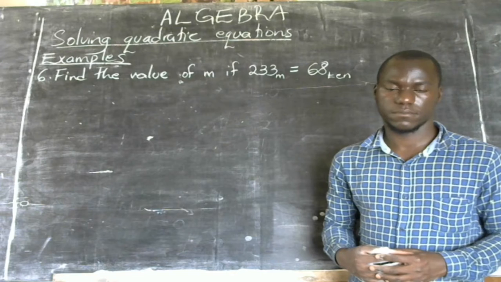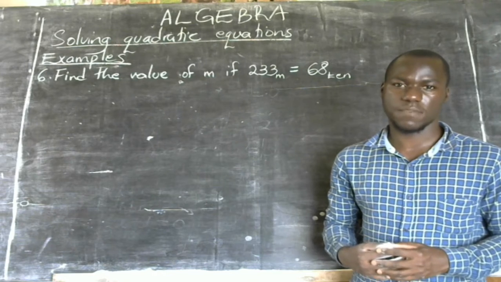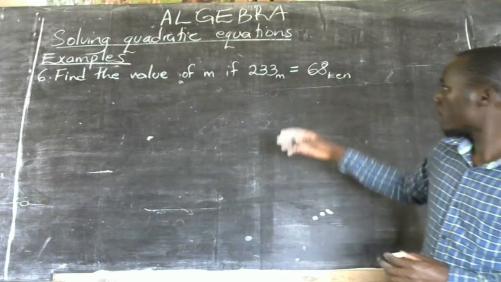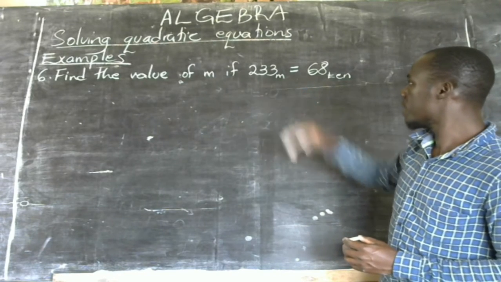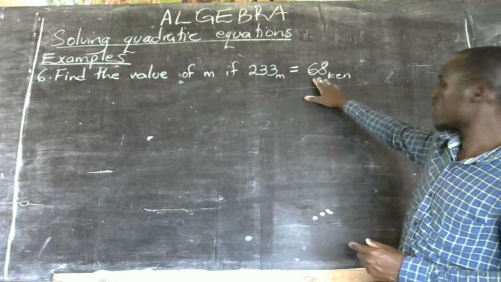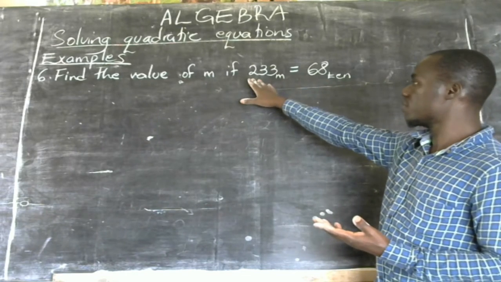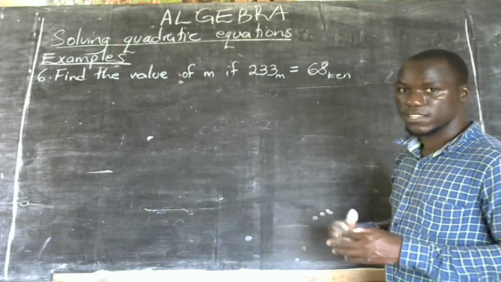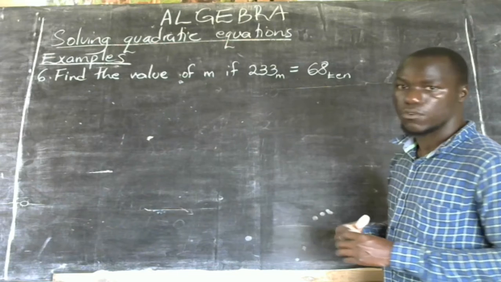Example 6. Find the value of m if 233 base m is equal to 68 base 10. Here, remember when we are talking about the numerical concepts under the number bases, we used to expand both sides. So this other side, we are not going to expand because it is already in base 10. The reason for expansion is to have both numbers in the same base, that is base 10. Then we can work out and find the value of the base.